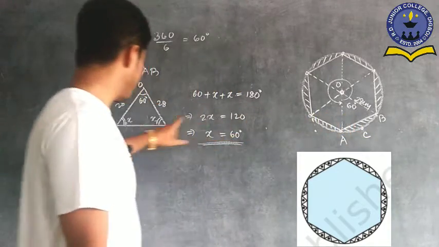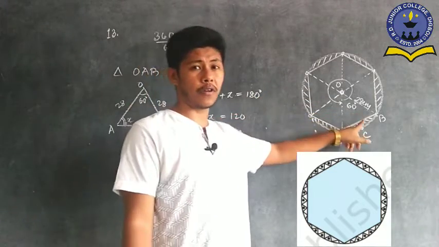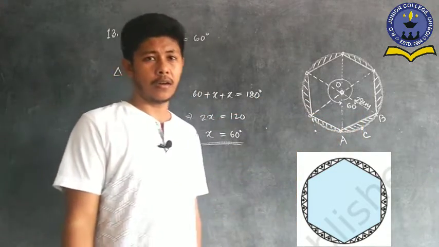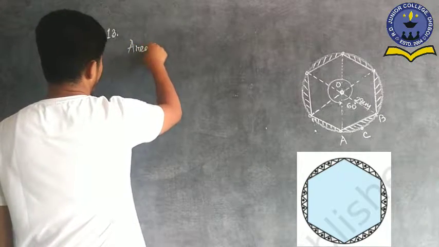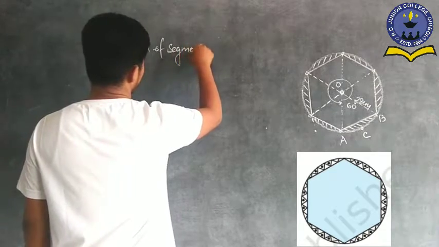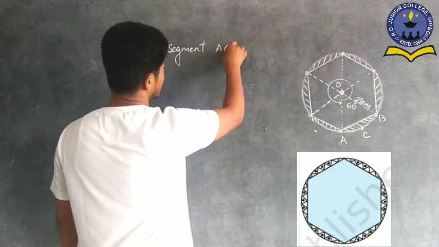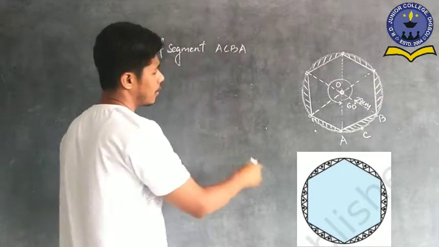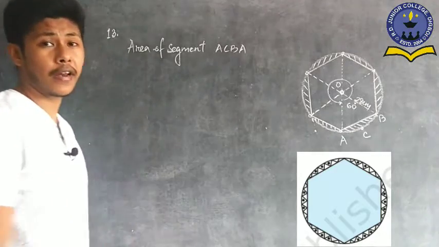So this part is very important. We have to prove this one is an equilateral triangle. Then we can apply the area of an equilateral triangle here. Is it clear? Okay. So what you have to find out? Area of segment ACBA. Is it clear? We have to find out the area of the segment here.